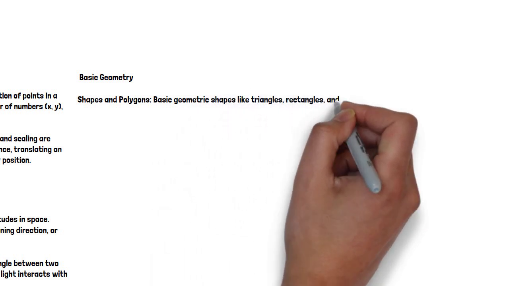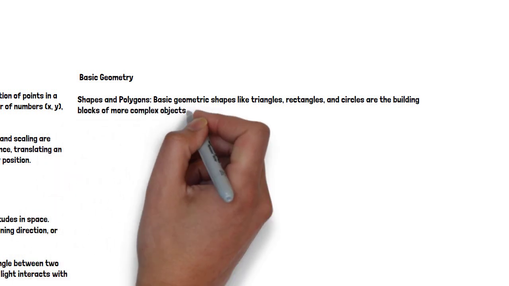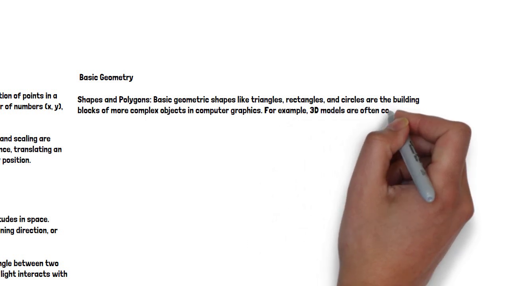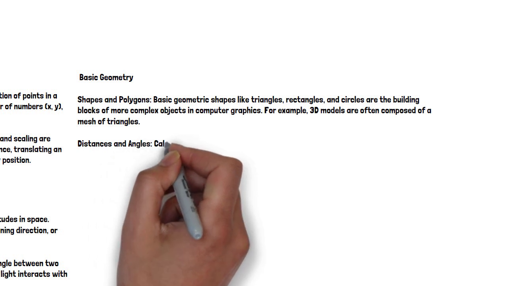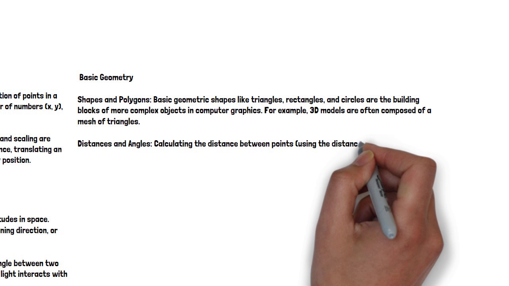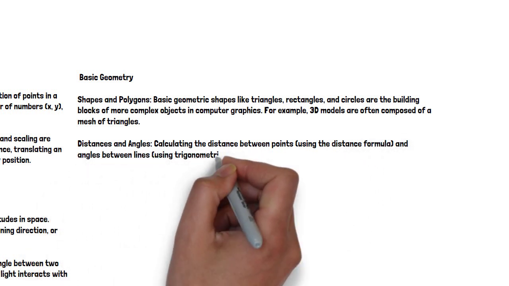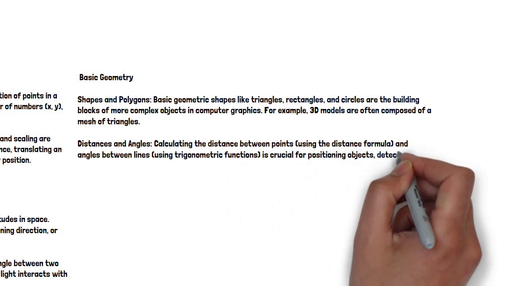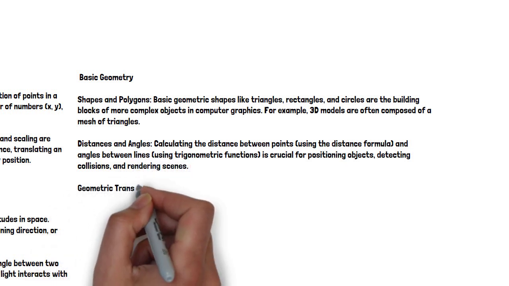Basic geometric shapes like triangles, rectangles, and circles are the building blocks of more complex objects in computer graphics. For example, 3D models are often composed of a mesh of triangles. Distances and angles. Calculating the distance between points using the distance formula, and angles between lines using trigonometric functions, is crucial for positioning objects, detecting collisions, and rendering scenes.